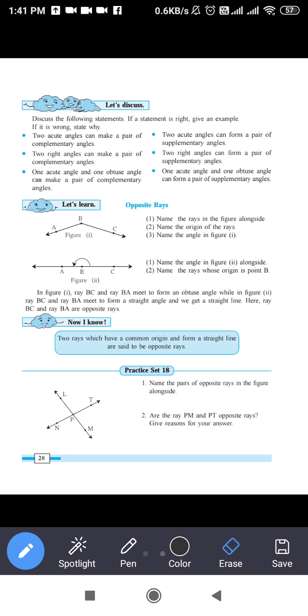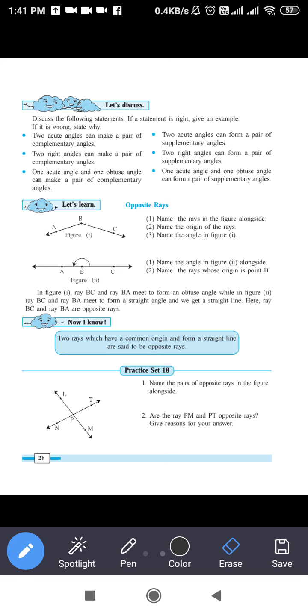So you can see in the first figure the two rays are not forming a straight line. But here in the second one, ray AB and BC are forming a straight line. So that's why they are called opposite rays. Two rays which have a common origin and form a straight line are said to be opposite rays. Now you understood what opposite rays are. So now you have to properly observe the figure and tell which opposite rays are in it.